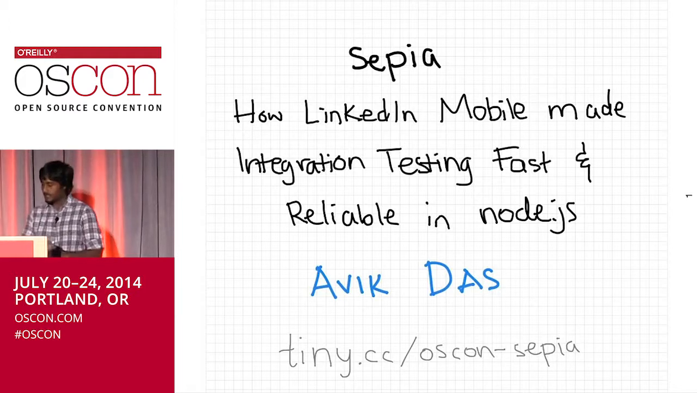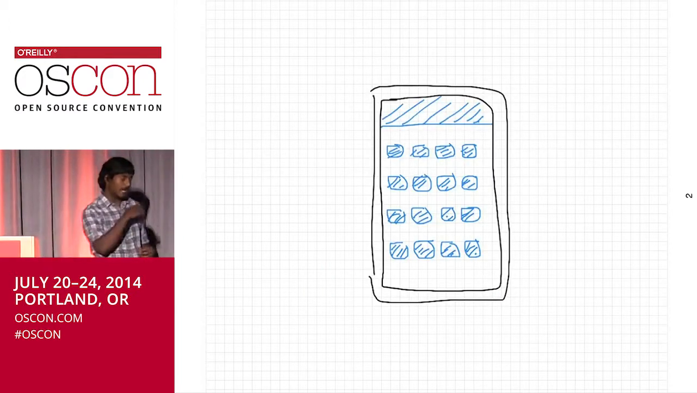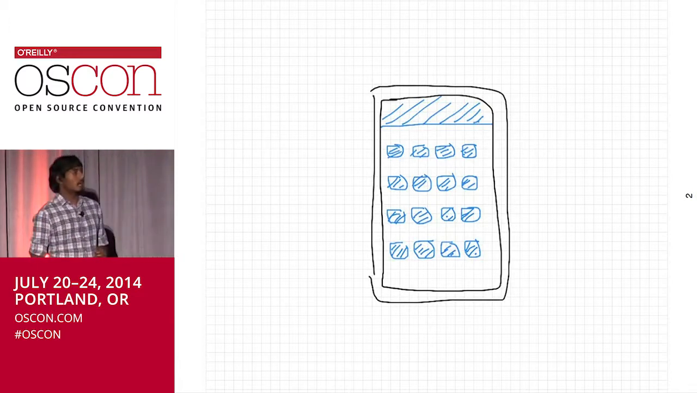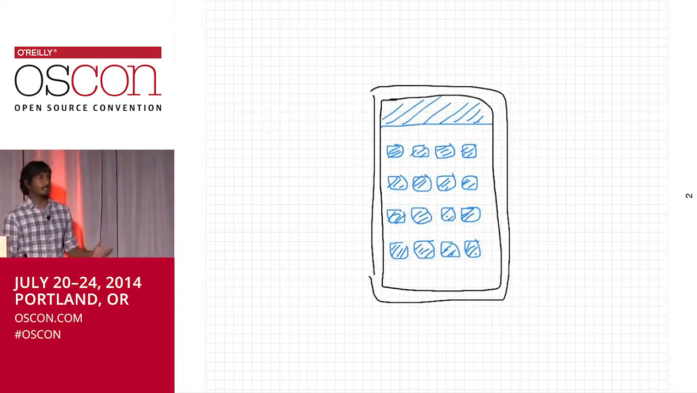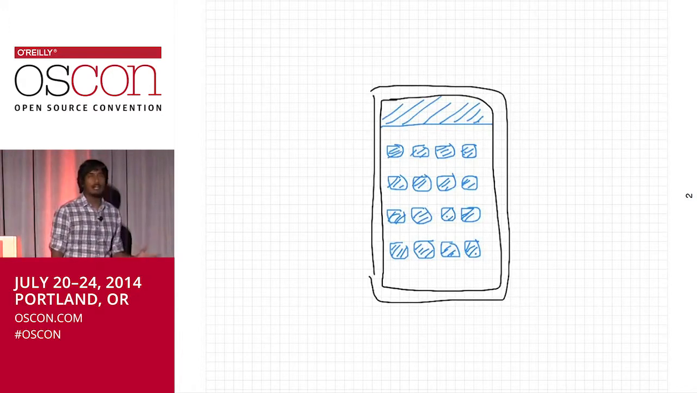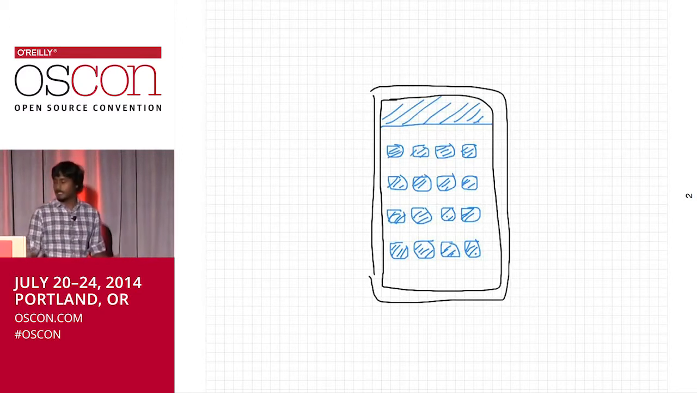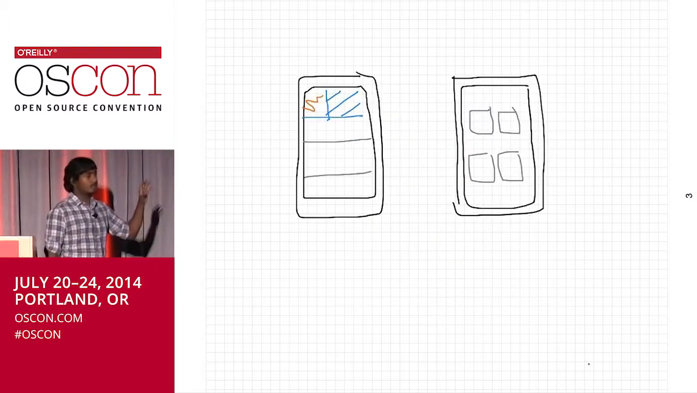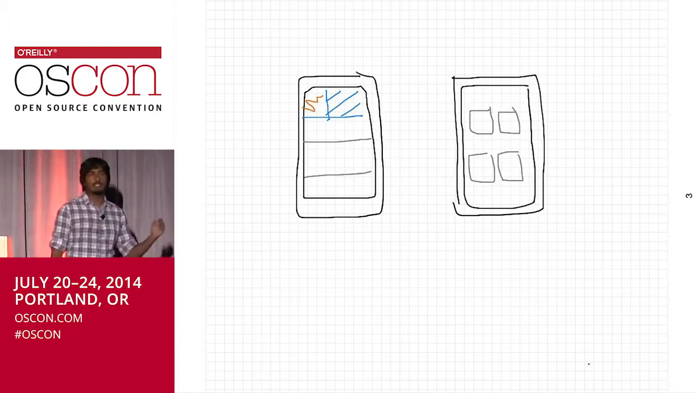So the story starts a year ago, but let's go back a little bit further. In 2011, our phone app looked kind of like this. It was very cluttered. It had a lot of icons when you first started up. And in 2011, we released an update that simplified it quite a bit. So we put your network updates right in the front. We made the navigation much simpler.